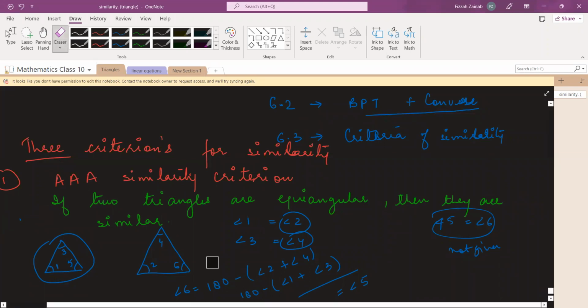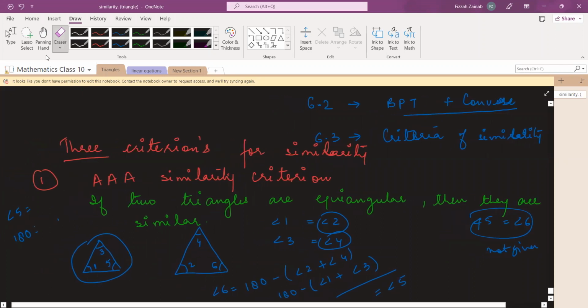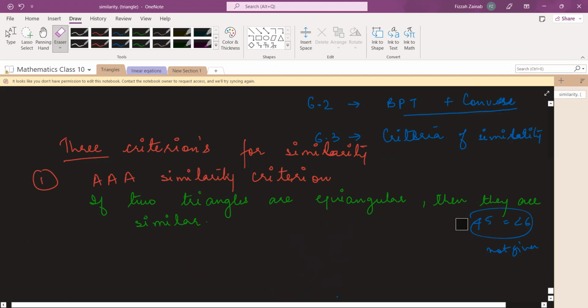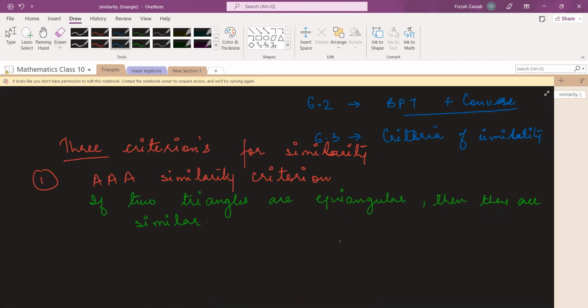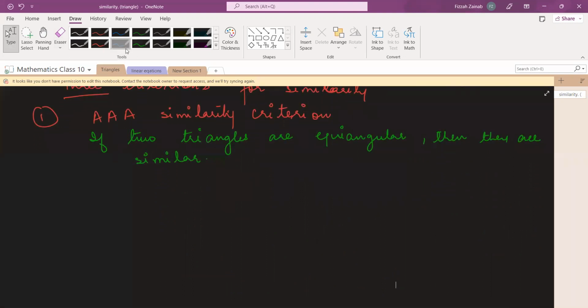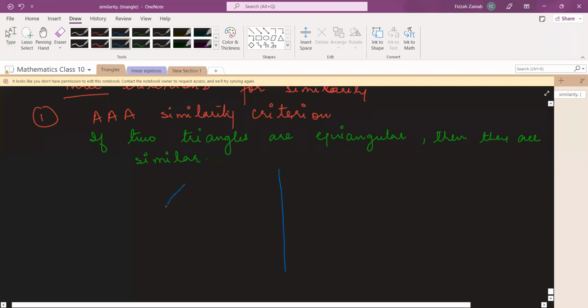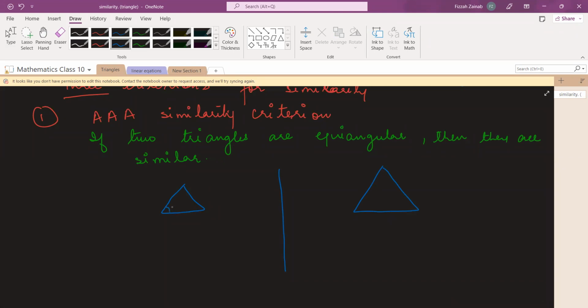I think there's some confusion. I'll explain it again. Okay, now try to understand it here. I have one triangle, and then I have another triangle. This is angle 1 and this is angle 2. This is angle 3 and this is angle 4, right?